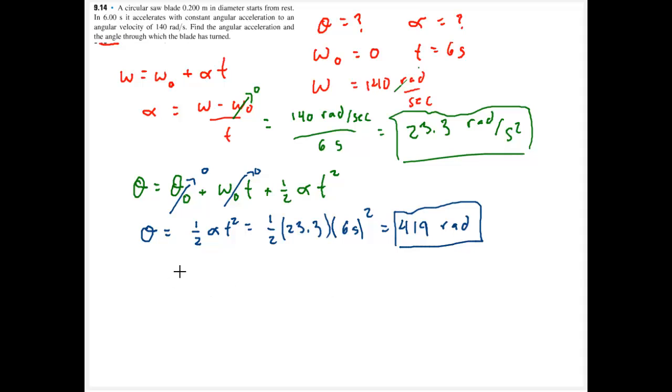Just kind of a side note, if we were curious about what the velocity would be at the edge of the wheel, we could say that the velocity is related to the radius multiplied by the angular velocity. In this case, the radius is 0.1 meters, and we could figure out what the linear velocity would be at some point on the wheel.